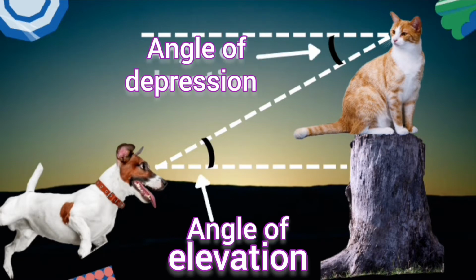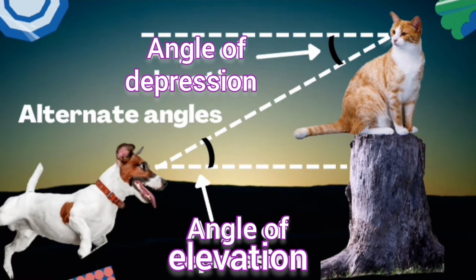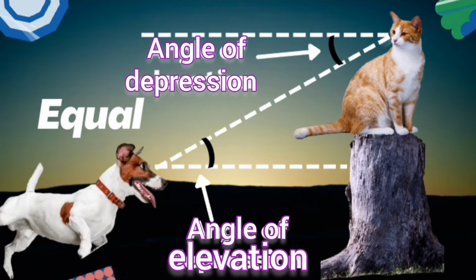Now, the angle of depression and the angle of elevation are alternate angles. Alternate angles are equal. Therefore, in this particular example, the angle of elevation and the angle of depression are equal. What this means is that if the angle of elevation is 30 degrees, the angle of depression will also be 30 degrees. I hope you got this.